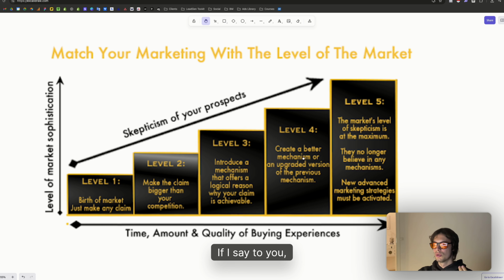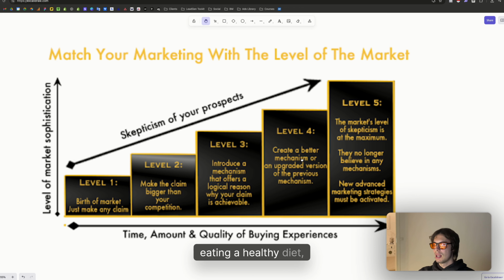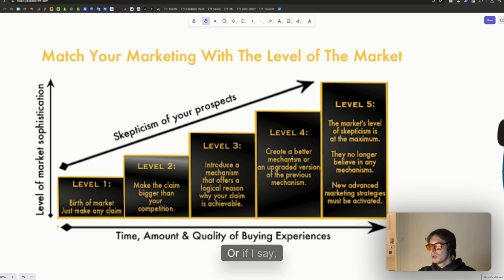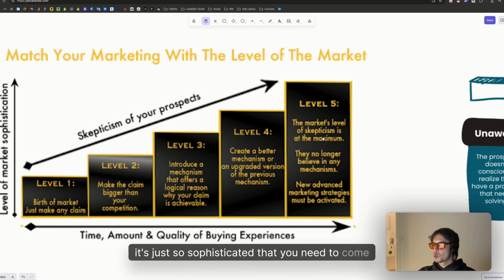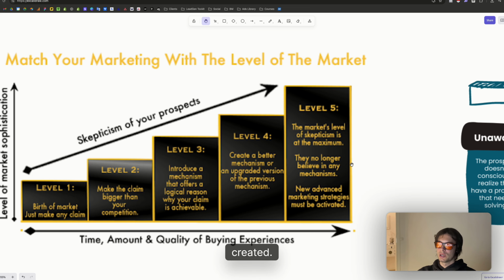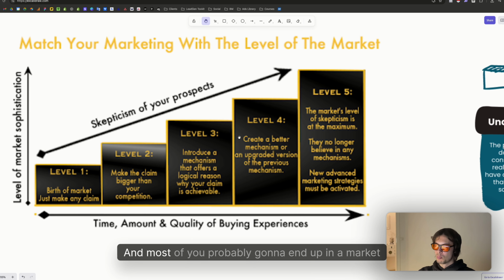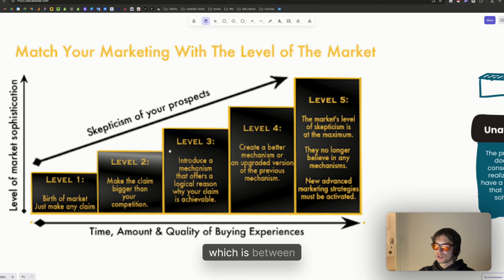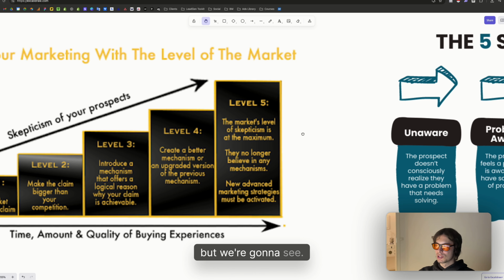If I say to you, I can teach you how to lose weight in 30 days by eating a healthy diet, it's just not going to work. It's so sophisticated that you need to come up with a crazy new mechanism for them to believe that the reason they fail is because they don't have this new thing that you just created, right? That's the level of sophistication that level 5 is. Most of you are probably going to end up in a market between 2 and 4, okay? So probably the THC gummy is around level 3, but we're going to see, right?